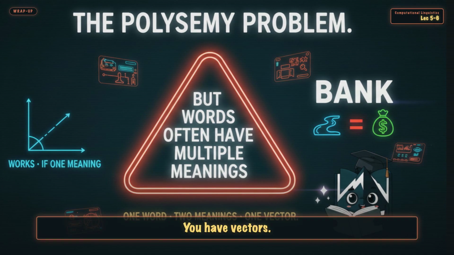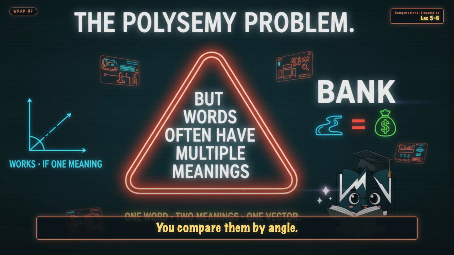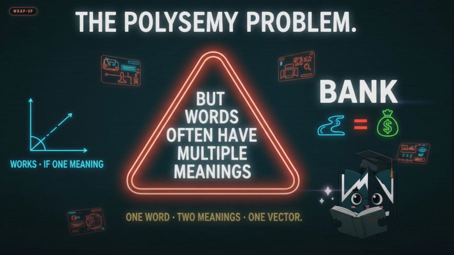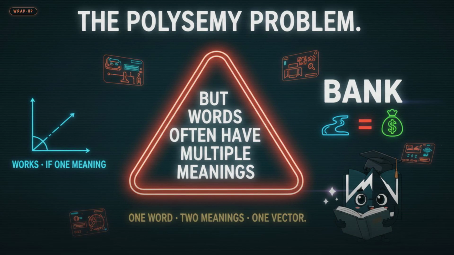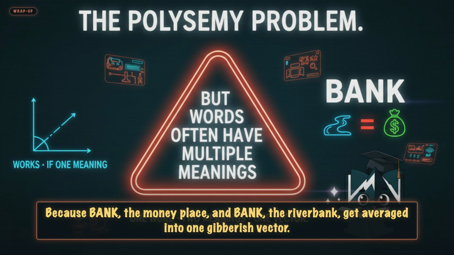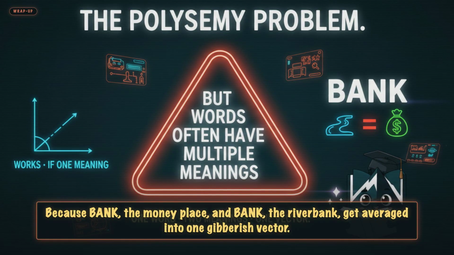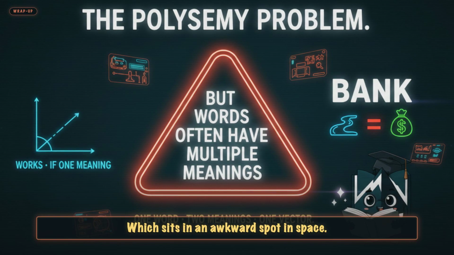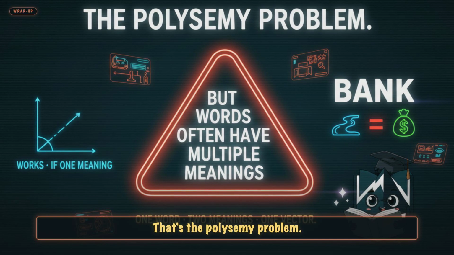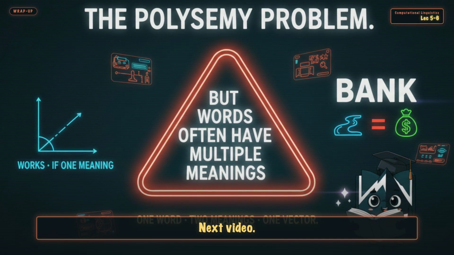Back to the puzzle. You have vectors. You compare them by angle, cosine similarity, boom. But cosine assumes each word has one vector, which is a problem because bank, the money place, and bank, the riverbank, get averaged into one gibberish vector, which sits in an awkward spot in space. That's the polysemy problem. Next video.